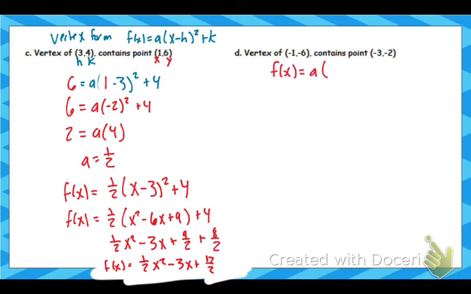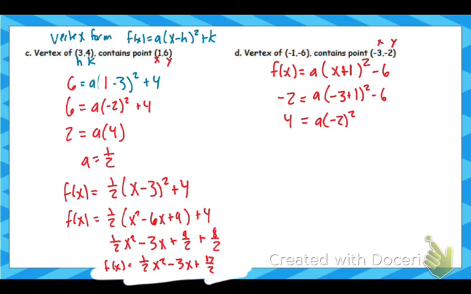All right, so again, we don't know a, so I'll fill in h and k. So my h is going to be 1, and my k is negative 6. Then I'll fill in the x and the y. So negative 2 is going to be a, negative 3 is going to be x. So I'll add 6 to both sides. Negative 3 plus 1 is negative 2. Negative 2 squared is 4. So a is 1. So this one is actually going to look just like vertex form.